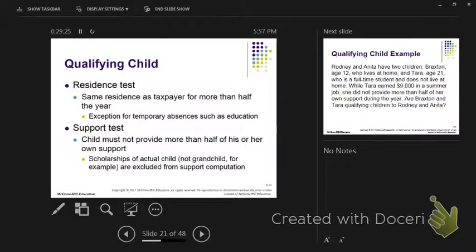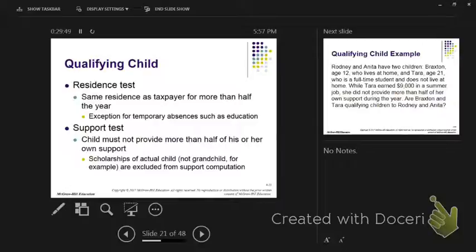All right, the residency test. They have to live with you for more than half the year with the exception of college, right? If they're absent, not just college, but temporary absences. So they can be gone. Your dependent can be gone, but they have to be what's considered temporary. They cannot just be living somewhere else, not going to school, and you be like, oh yeah, I still support them. All right, that has to be considered temporary.